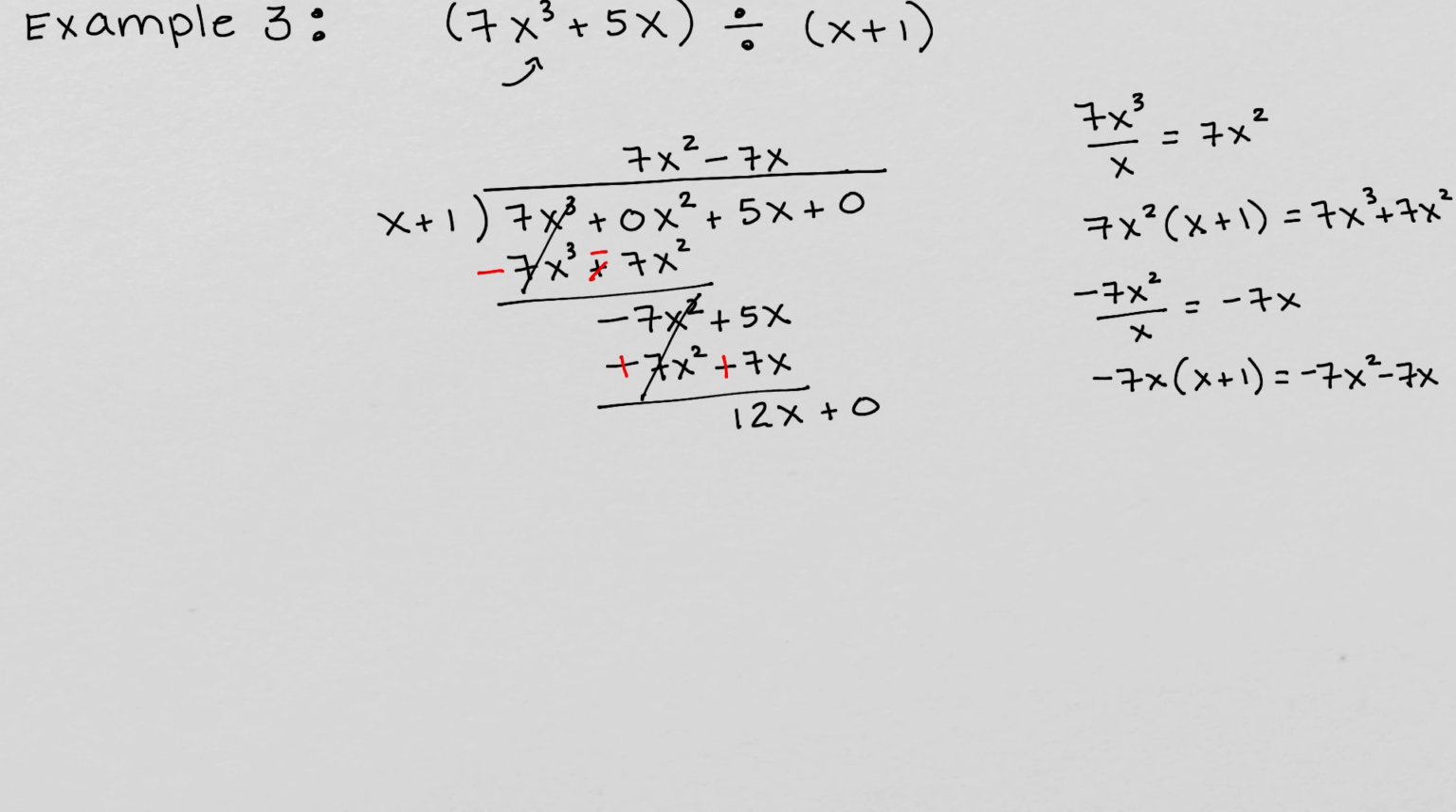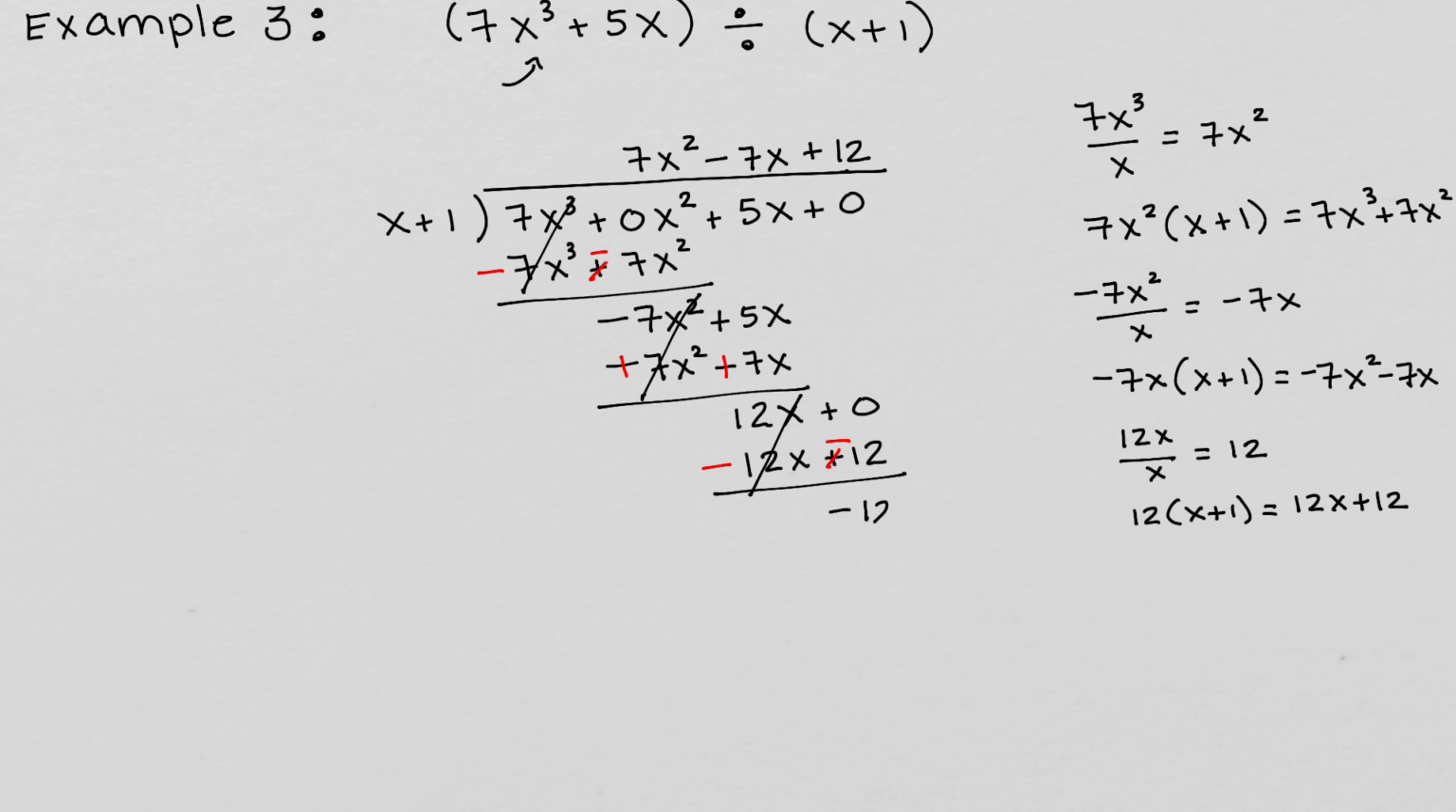And now finally I'm going to divide 12x by x and get 12. So there's a plus 12 up here, and 12 times x plus 1 is 12x plus 12. Change the signs one last time. And the 12x and the minus 12x cancel. 0 minus 12 is negative 12, and that's my remainder because I've gotten to the end.